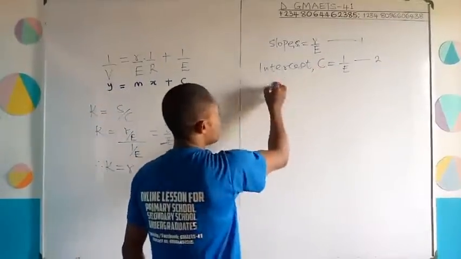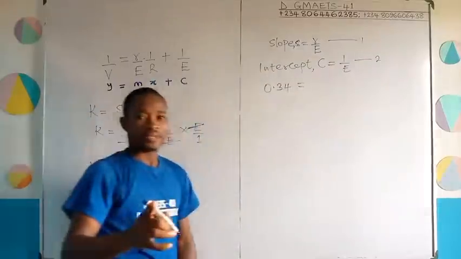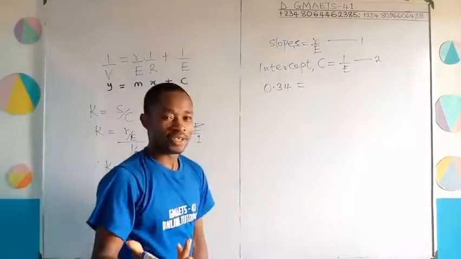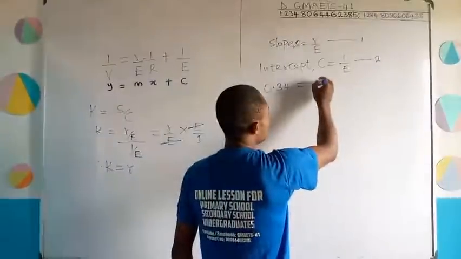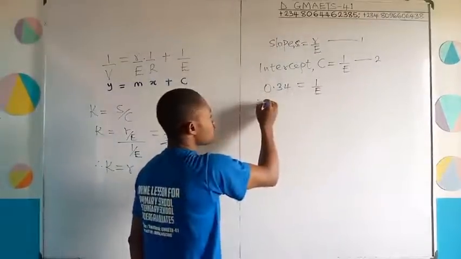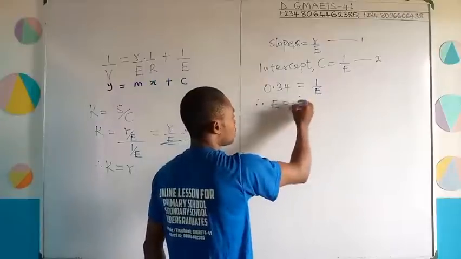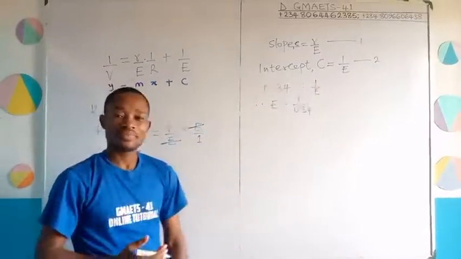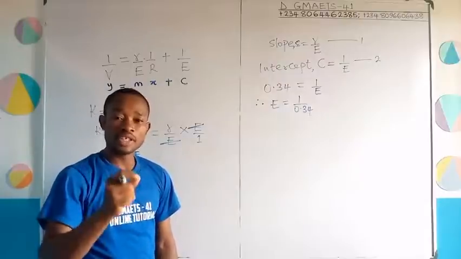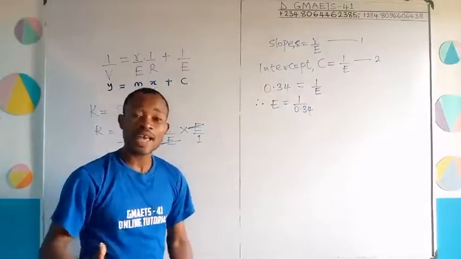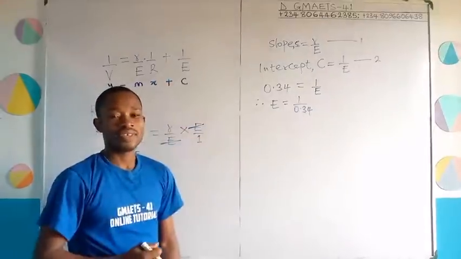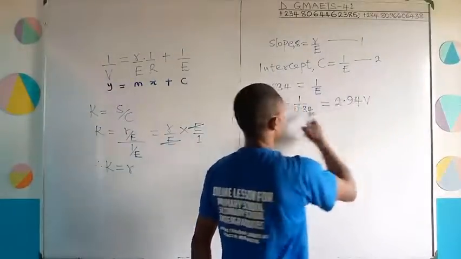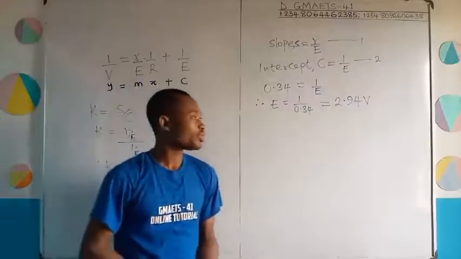Intercept, already we obtained it to be 0.34. Remember, we obtained intercept to be 0.34 in the unit of what? Per volt. So this is going to be 1 over E. Therefore, if you cross multiply, E will be equal to 1 over 0.34. Evaluate this, and you will get that E, the electromotive force of the cell obtained from the graph, is going to be 2.94 volts. 1 over 0.34 gives you 2.94 volts. This is interesting.